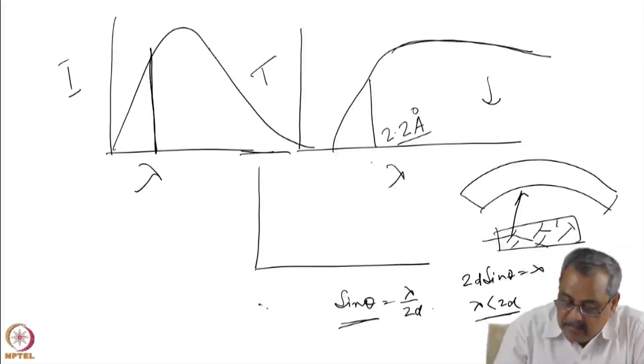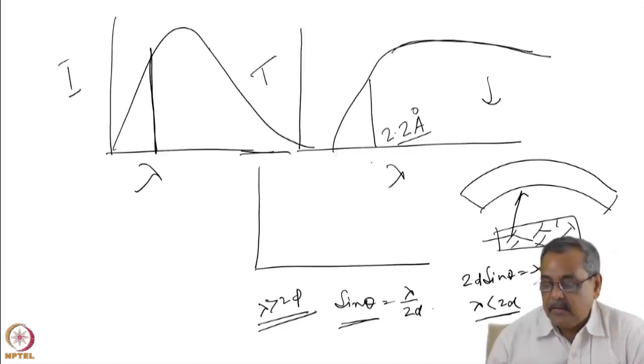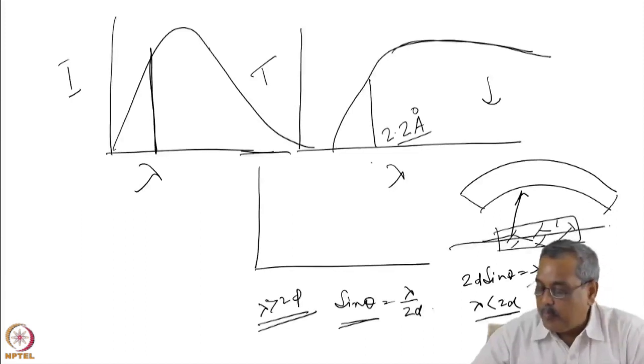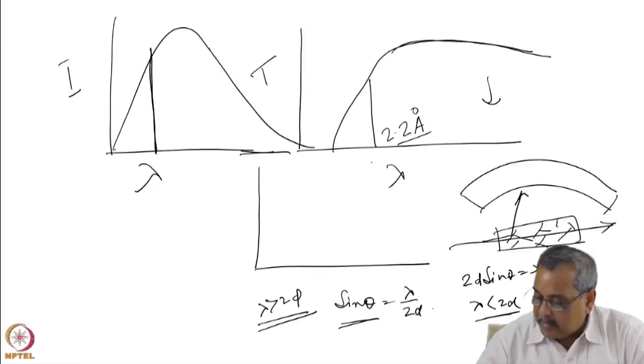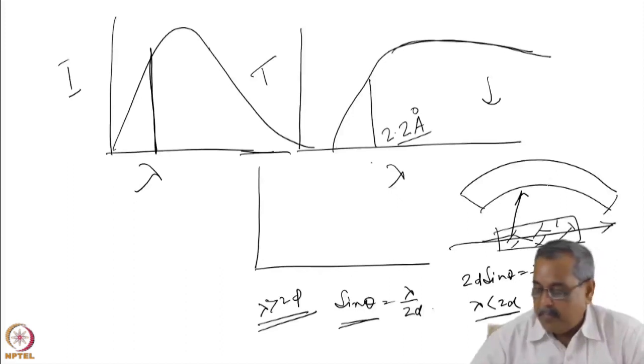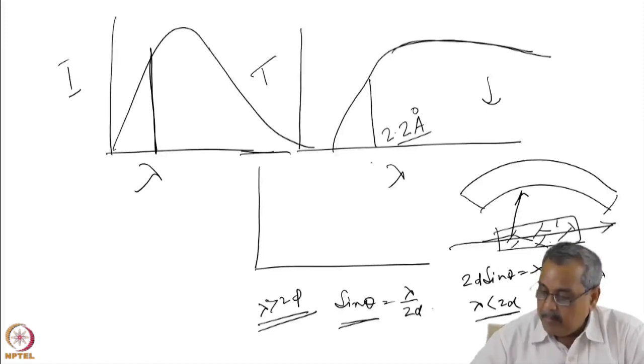reflect neutrons out from the beam path. And when lambda is greater than 2d, so there is one more cutoff wavelength, the polycrystal allows that beam to pass through. There is a filter which has got a cutoff at lambda minimum, and wavelengths below this lambda minimum are not allowed to pass. They are reflected out by Bragg reflection, and wavelengths greater than lambda minimum will pass through it.